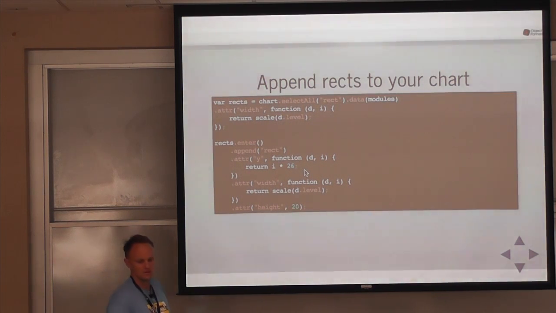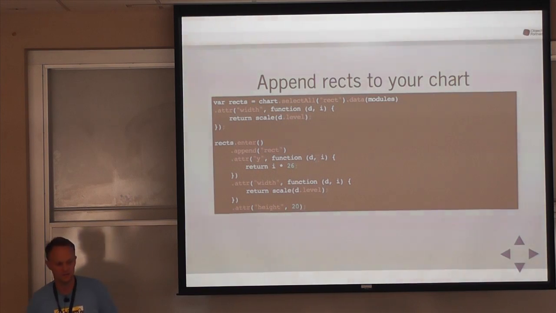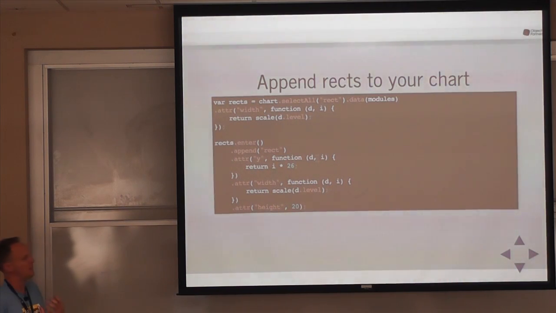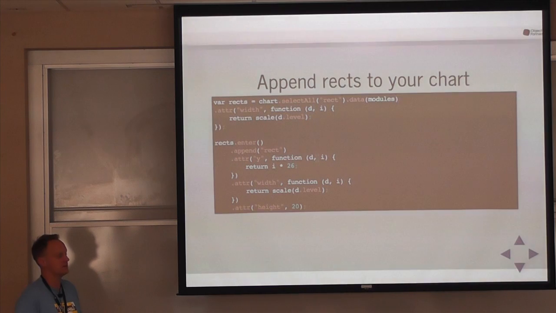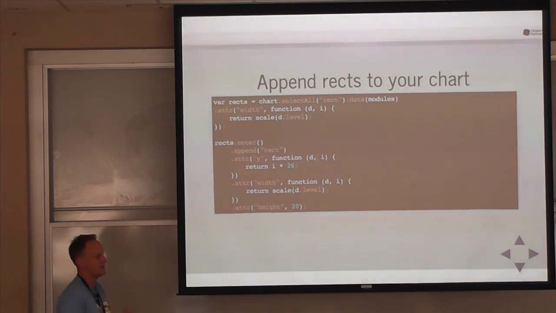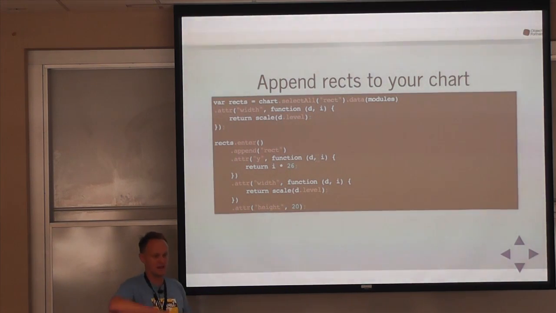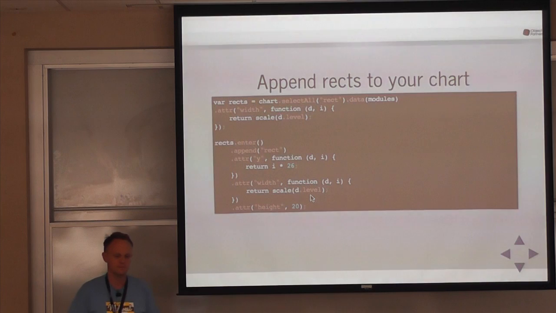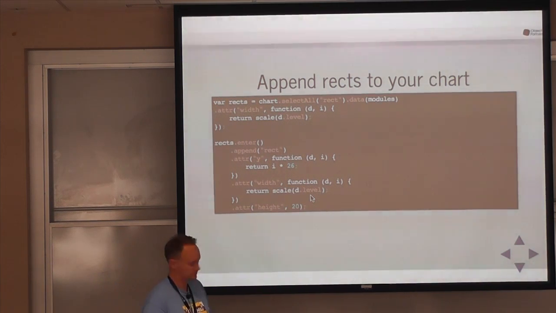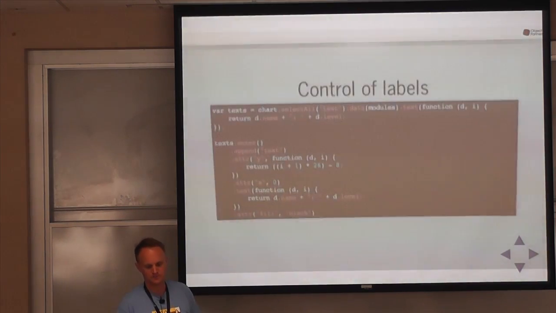So this function of d and i, everything you get calculated with the function of d and i in D3. So d is your data, whatever you pass in, an array of objects. The d is that instance, and i is that index. So in this case, we're stacking our bars. So we're setting a y value of i times however tall we want, the index times however tall we want the bar to be. And we're setting the width to be that scale of that level. Then it's going to be 20 pixels high, so we're going to have a 6 pixel gap in the middle.